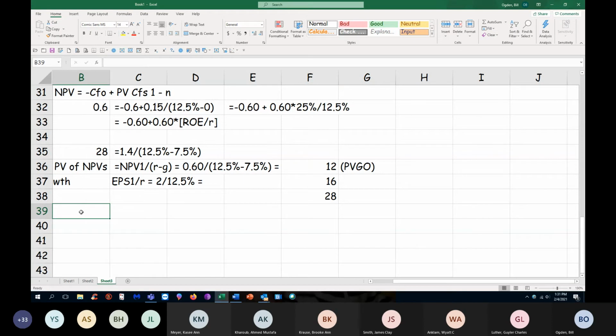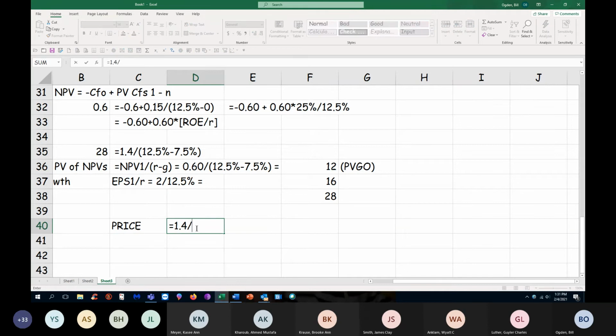Okay, so if I had to do this on an exam, what would I do? What I would do is this. I know the price, and that's not hard to find, right? D1 over R minus G. So I have the price. I know that to be $28. In fact, we can even do it. Equals 1.4 divided by 0.125 minus 0.05. So I'm taking a test now. I just did price. What did I do wrong?